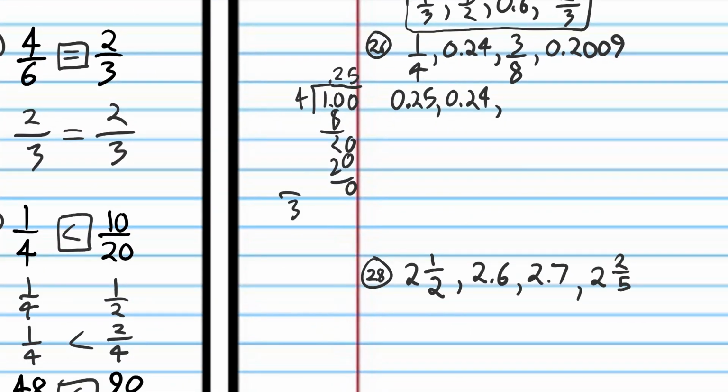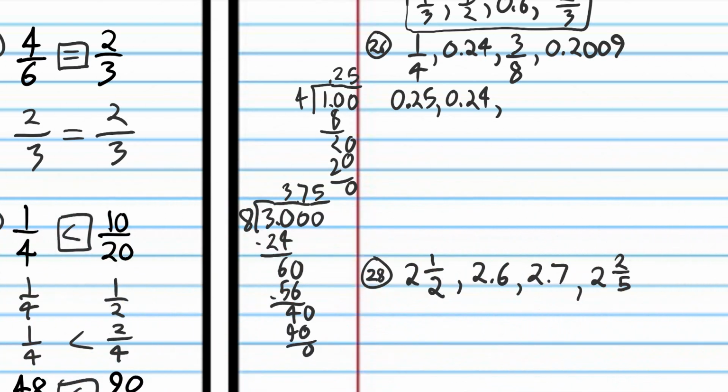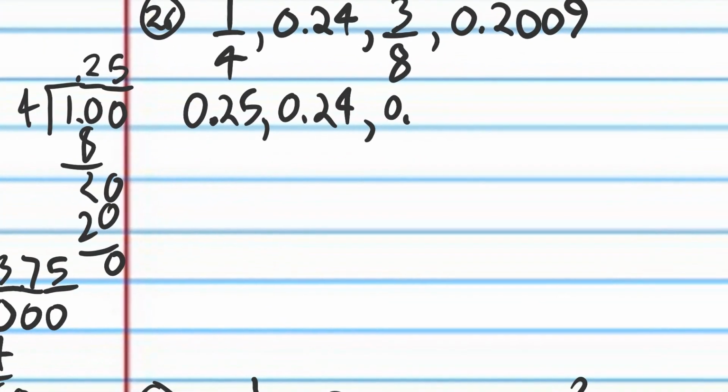So you take the numerator, divide by the denominator. 8 doesn't go into 3, so we have to add a 0. 8 goes into 30 3 times, 24, remainder 6, bring down a 0. 8 goes into 60 7 times, which multiplies to 56. Remainder 4, bring down another 0. 8 goes into 40 5 times. 8 times 5 is 40. Remainder 0. Decimal goes straight up. So we have 0.375. And so we did it. We converted all these to decimals.